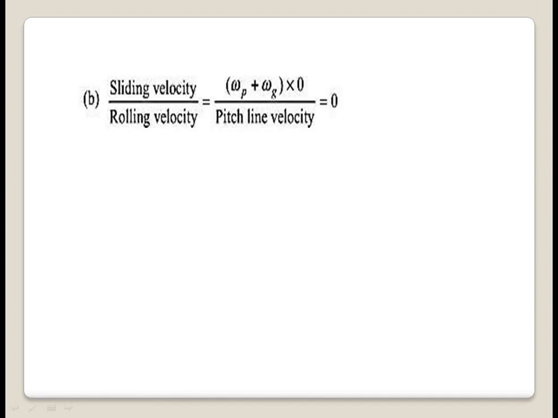Now next is the ratio of sliding velocity to the rolling velocity at the pitch point. The sliding velocity will be 0 at the pitch point, because the path of approach will be 0 at the pitch point. Put the value 0 for the path of approach, so the numerator becomes 0. That means the ratio of sliding velocity to the rolling velocity at the pitch point becomes 0.